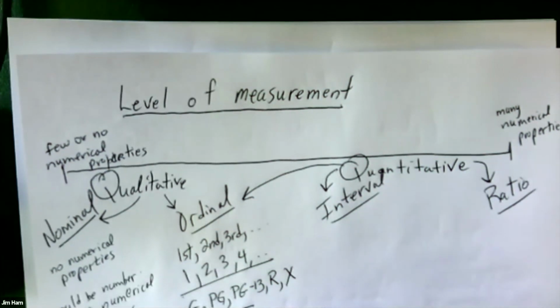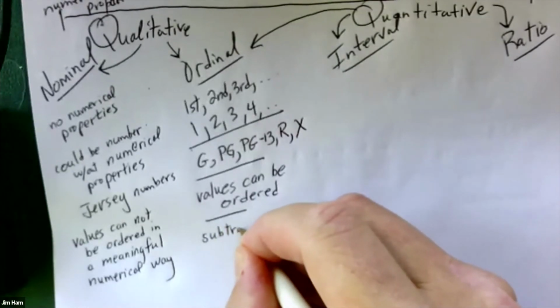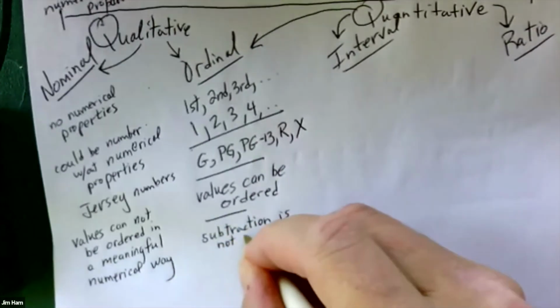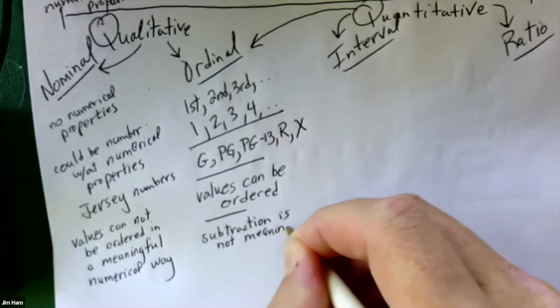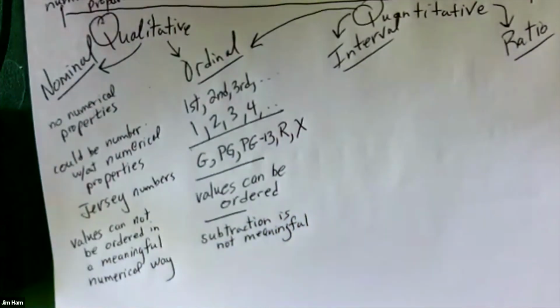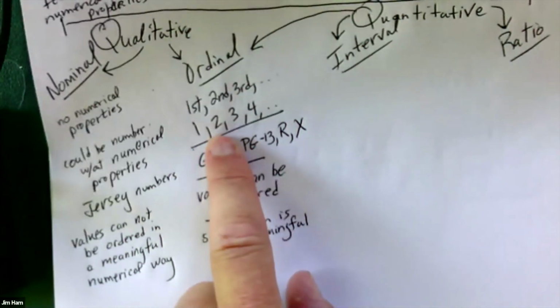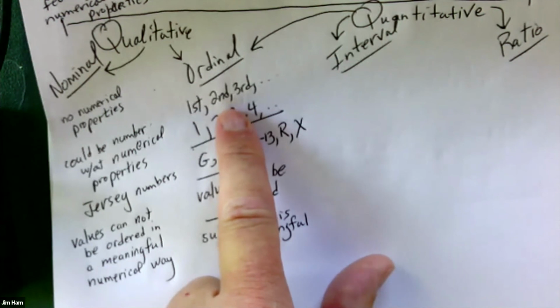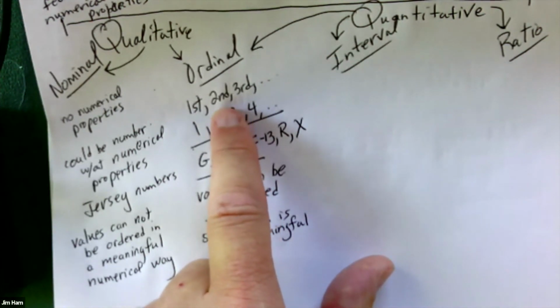The key piece here is that the values can be ordered. Subtraction is not meaningful. And by that we mean this: if you took second and subtracted first, second minus first, what does that mean exactly? Well, one place, but it doesn't have any numerical property.